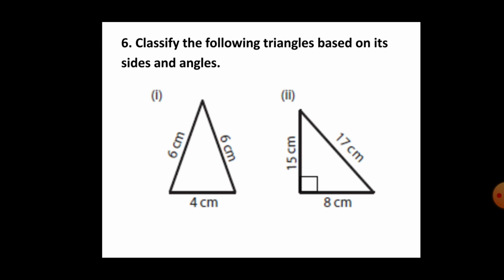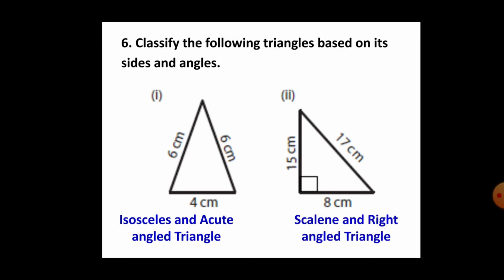Next one, classify the following triangles based on its sides and angles. Both we have to consider. See the first one, two sides are equal. Therefore, isosceles. All the angles are less than 90 degree. Therefore, acute. Therefore, isosceles and acute angled triangle. Next one you see, one of the angle is 90 degree. Therefore, it is right angled triangle. All the sides are different. Therefore, it is scalene triangle. So, scalene and right angled triangle.